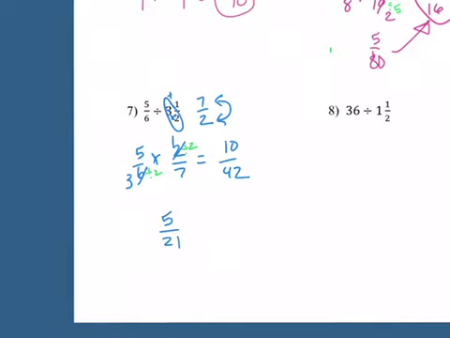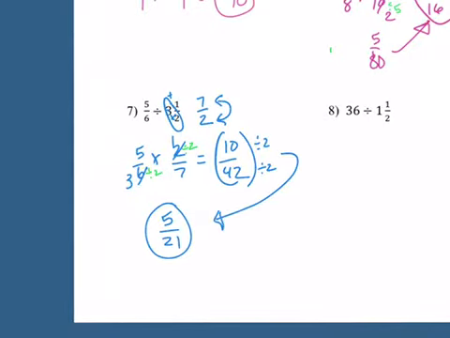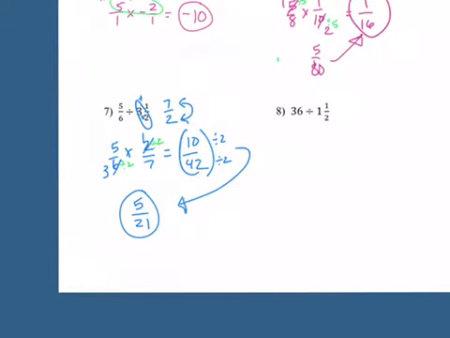So 5/21. Okay? Whether you did it first or if you're doing it in the problem, you can divide both of these by 2 and then you'll get that same answer. So whether you reduce early or reduce once you get your answer.